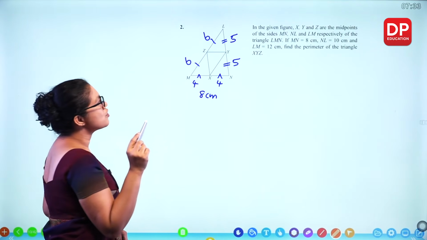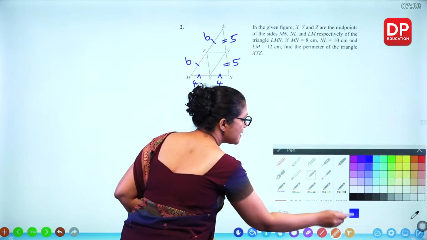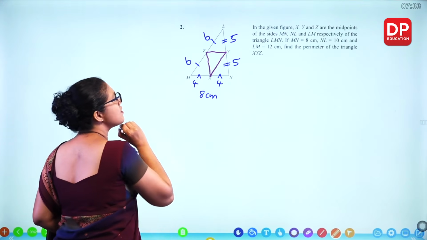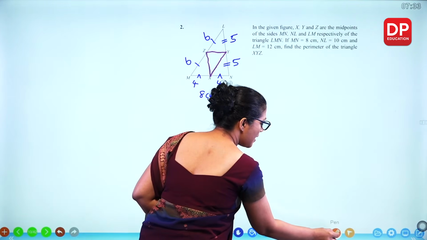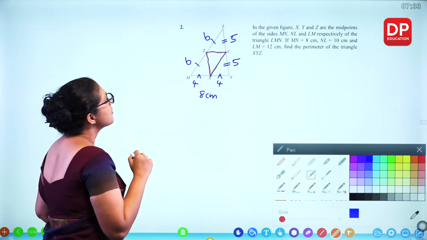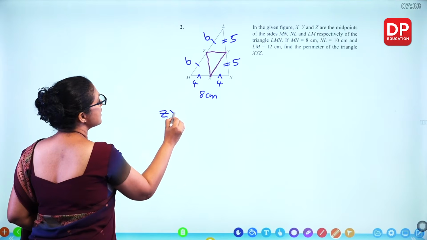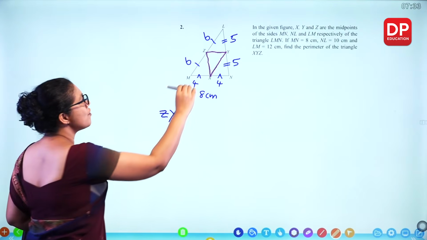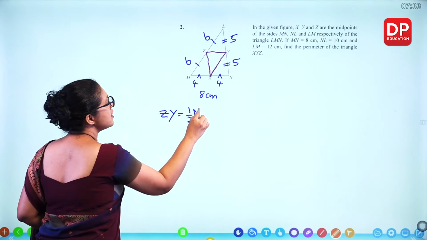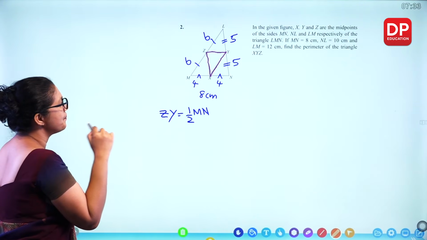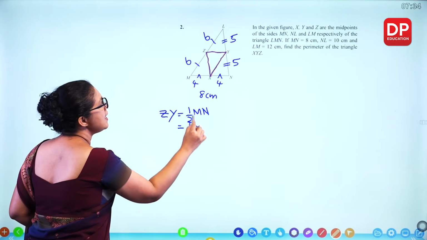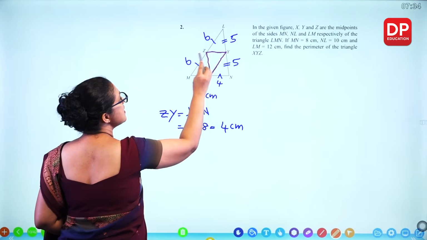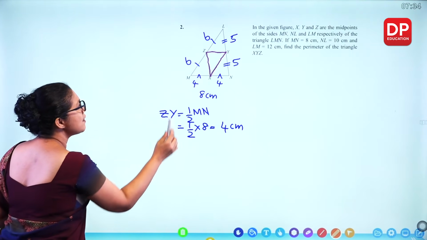Find the perimeter of the triangle XYZ. Which triangle do we want? This triangle, the perimeter of this triangle. So how can we find out? What can you say about ZY length? ZY length is half of MN according to the midpoint theorem. But we know MN is 8. Half of 8 is 4 centimeters. That's this length.